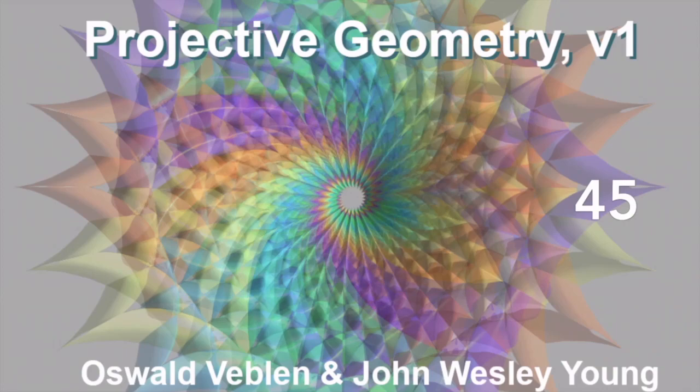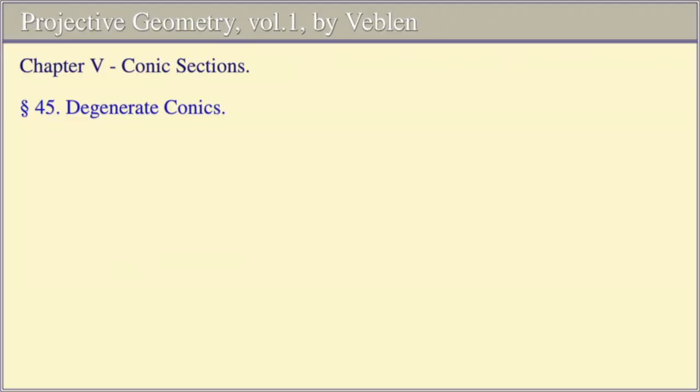Projective Geometry, Volume 1, by Oswald Veblen and John Wesley Young. Chapter 5, Conic Sections. Section 45, Degenerate Conics.